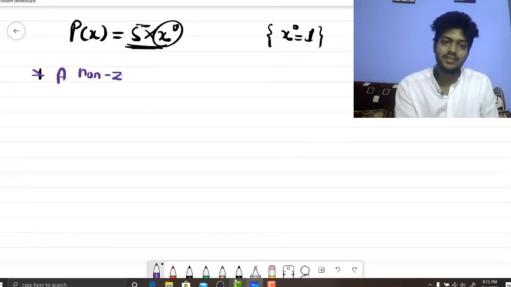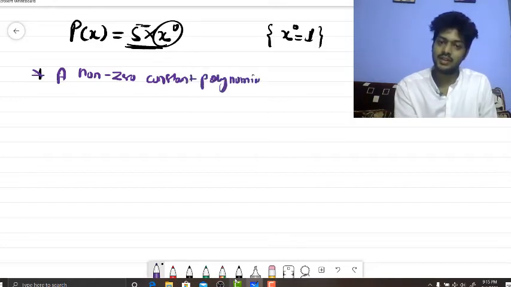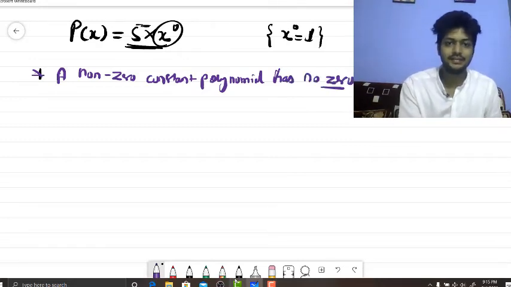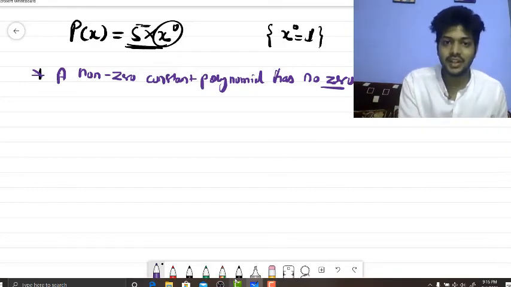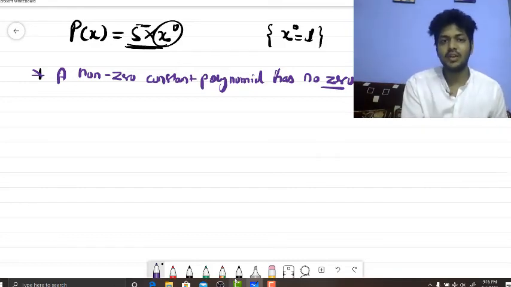Hence we come to the conclusion that a non-zero constant polynomial has no zero. Now one smart student in the class will ask, sir, what about the zero polynomial?